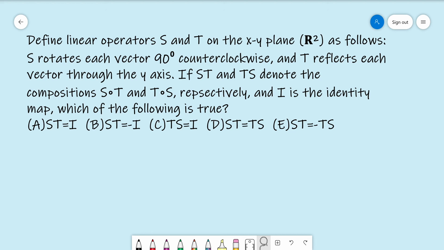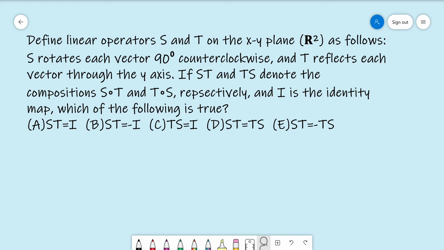And then we're asked about the composition of S and T, and of T and S, and we need to know which of these options holds true: that the composition of S and T is equal to I or negative I, or that the composition of T with S is equal to I, or that their compositions are equal to each other regardless of which order you compose in, or that they're the negatives of each other.